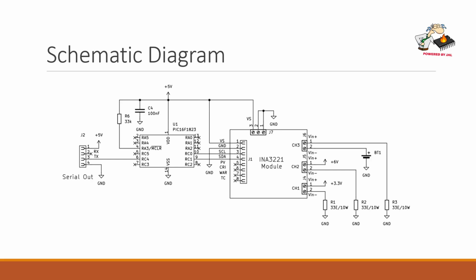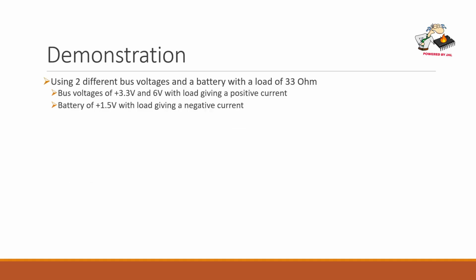And channel 3 is used differently. There you have a battery which is connected to the V- input, and that means that the current through channel 3 is negative, and that's only possible if you're using the right module. So in this demonstration I'm using two different bus voltages and a battery, all independent, and all have a load of 33 ohms. The bus voltages are 3.3 and 6 volts, and they will give a positive current. But as you saw in the schematic diagram, the battery is connected to the V-, so it will give a negative current.